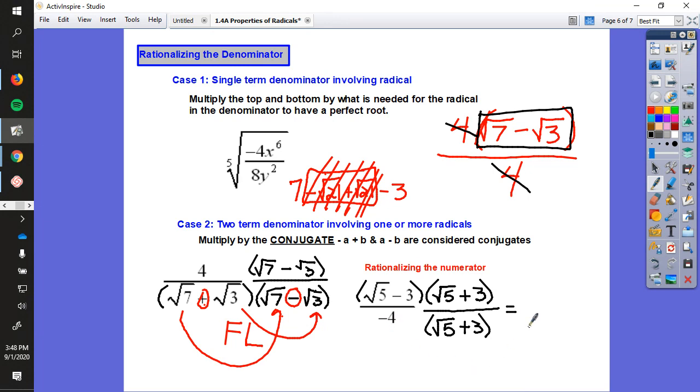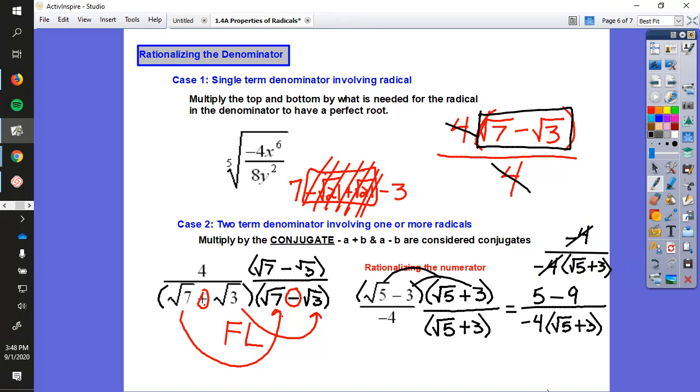I'm not going to distribute the -4 just yet because I may be able to simplify. So I don't know, we're going to find out. I sort of leave it outside for right now. In the top, knowing that they're conjugates, I'm just going to do first and last. So square root of 5 times square root of 5 is 5. Negative times a positive is negative, and 3 times 3 is 9. And look what we got. Imagine that. -4, and we got that -4 on the bottom, and the square root of 5 plus 3.